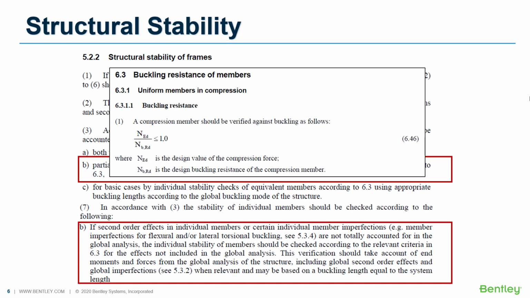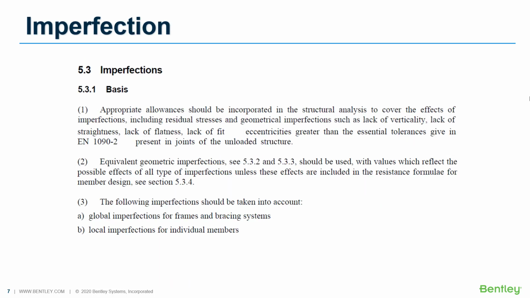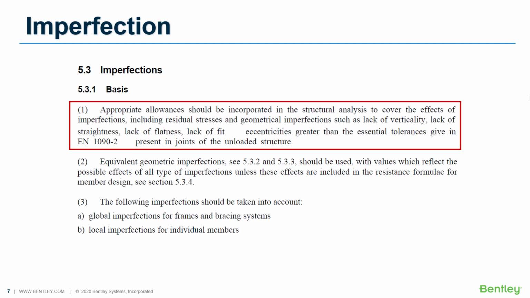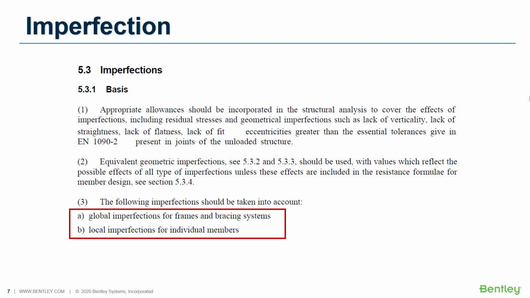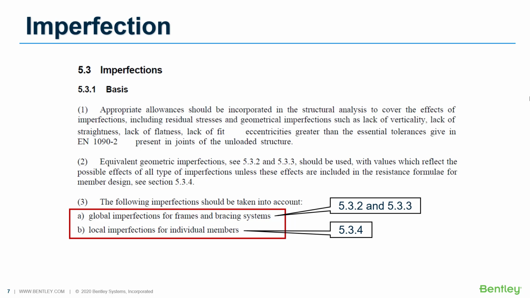So no extra inputs are required here. Now coming to the imperfection. Code suggests that we need to consider all kinds of imperfection in the analysis like residual stress, lack of verticality, lack of straightness or flatness. The overall imperfection can be categorized as global imperfection of frame and braces, which is covered under section 5.3.2 and 5.3.3, and local imperfection of individual member, which is covered under section 5.3.4.